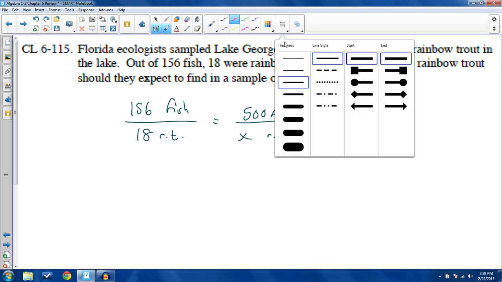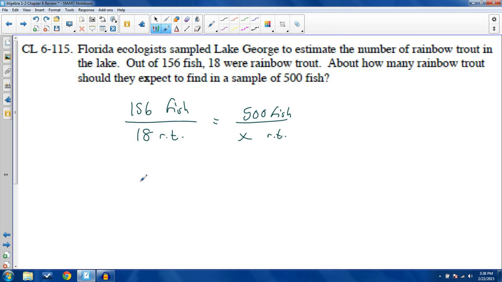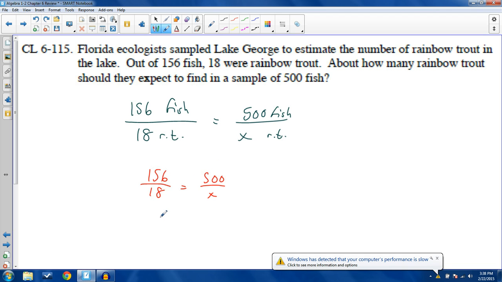So without those units in play, once I've set that up, that's 156 over 18 equals 500 over x. I'm trying to think if this reduces at all. I don't have a calculator on me right now. So I can reduce this, I can divide this by 2. I'll get 78 over 9 equals 500 over x. I just need to get smaller numbers.